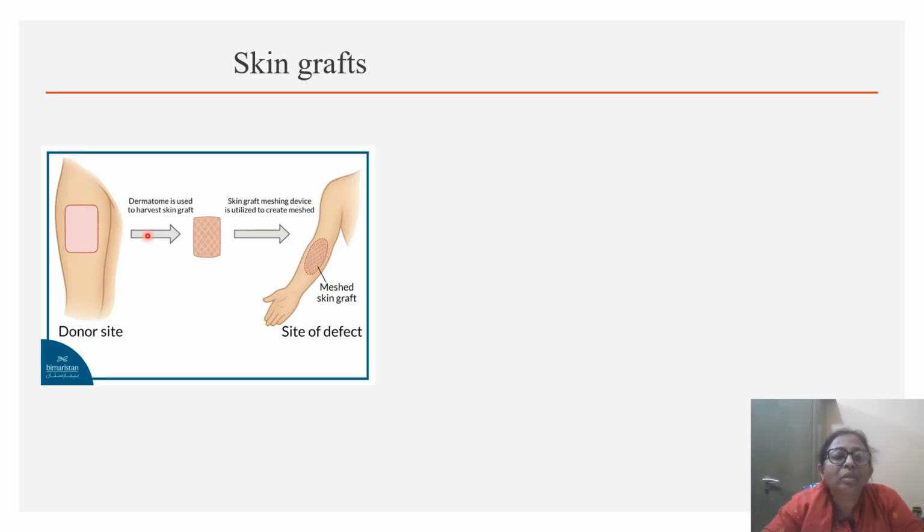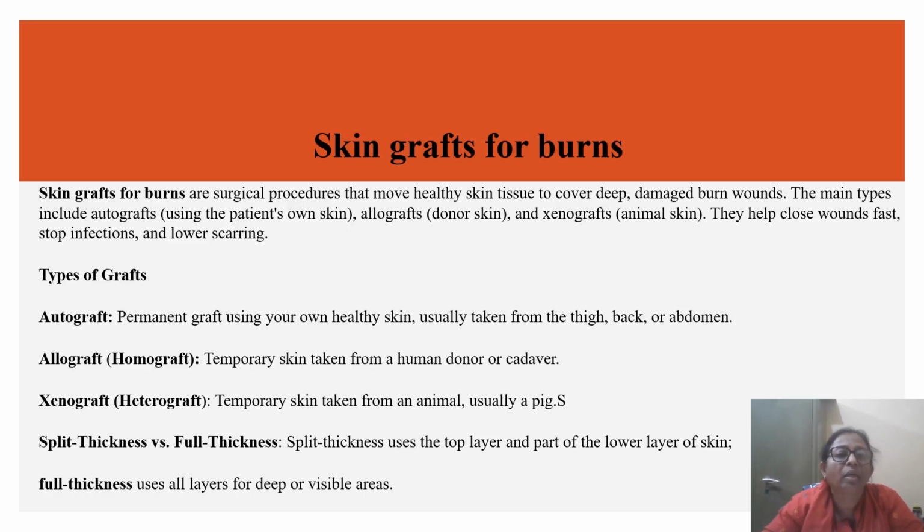So this is the skin graft. We can see the skin graft. What is a skin graft for burns? Skin graft is needed when the wound is severe and no dermis remains to allow tissue regeneration. The skin grafting is necessary. So the skin graft types are autograft, allograft, xenograft.